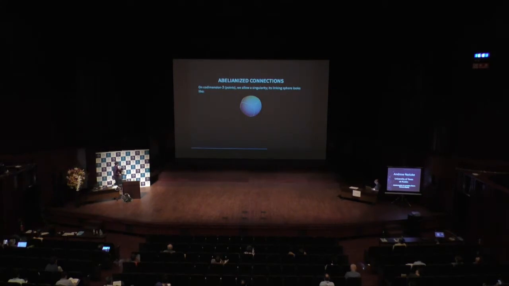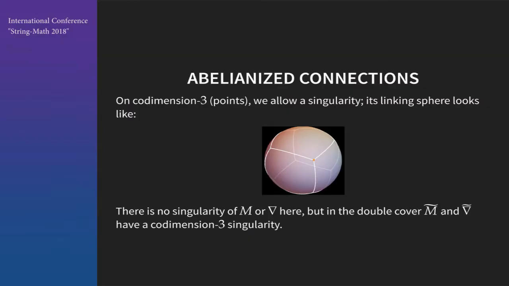On the codimension 3 strata, which are points, we have to allow a more elaborate kind of singularity, whose linking sphere looks like this. This is a place which is not a singularity of our original manifold or of our original connection, but in this covering there will be a codimension 3 singularity, the kind of singularity that I introduced before.